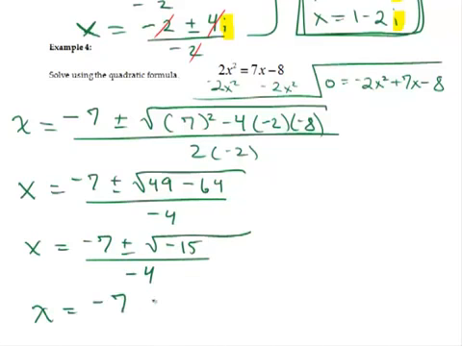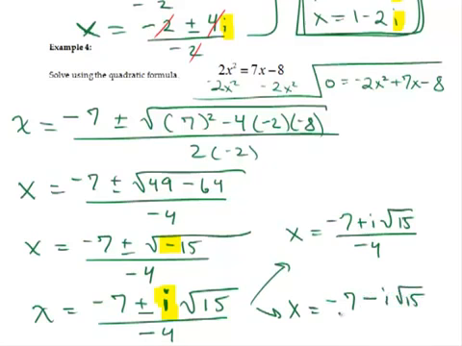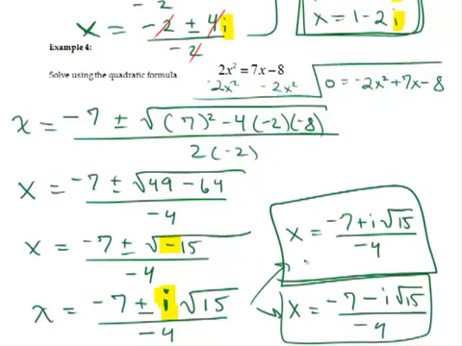x equals negative 7 plus or minus i, that's the negative, and then root 15 doesn't break up into anything, so it just stays there, and then we have our negative 4. So that negative gave us another i in our answer. Again, this is really equal to two answers. This is really equal to x equals negative 7 plus i root 15 over negative 4, and x equals negative 7 minus i root 15 over negative 4. Those are the two. So not only do we have i's, but we also still had square roots left in our answer, and that's okay as well.